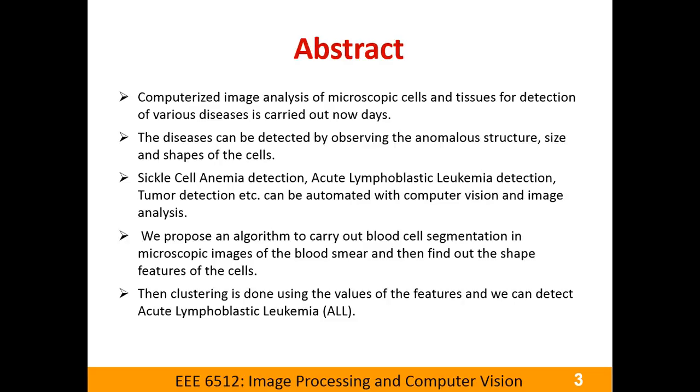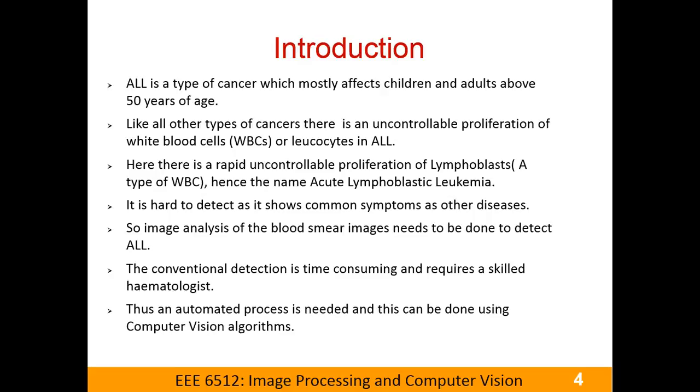Now, the introduction. So what is ALL first of all? ALL is a type of cancer which mostly affects children and adults above 50 years of age. And like all other types of cancer, there is an uncontrollable proliferation of white blood cells, WBCs or leukocytes. In ALL there is a rapid uncontrollable proliferation of lymphoblasts, which are a type of white blood cell. Hence it has got the name acute lymphoblastic leukemia.